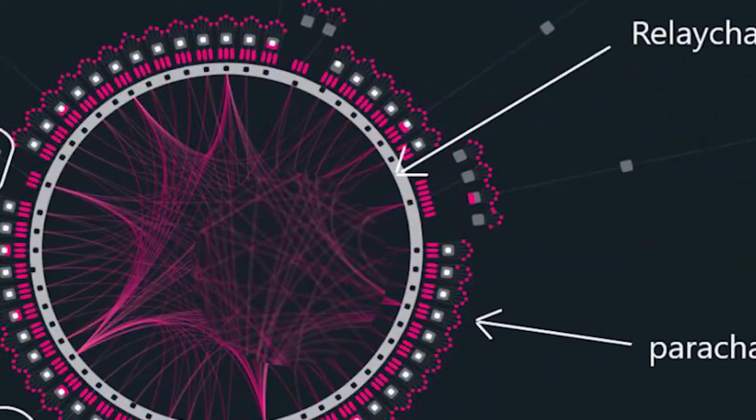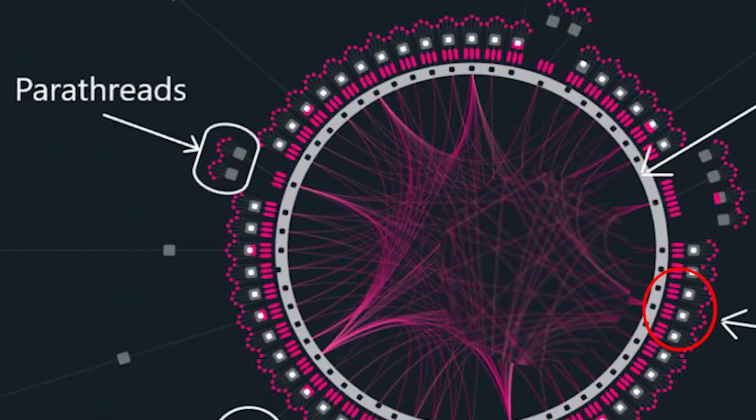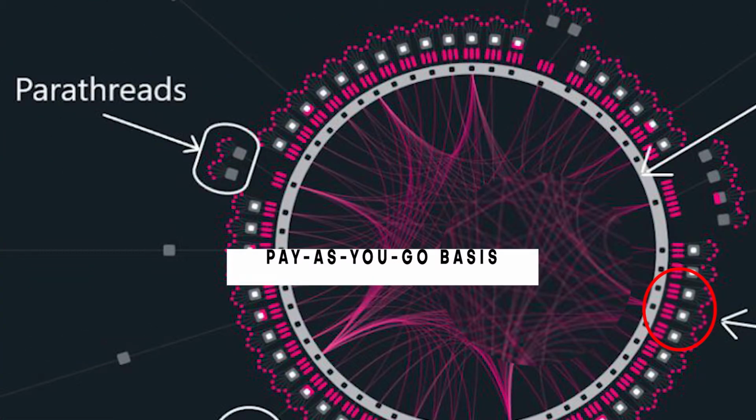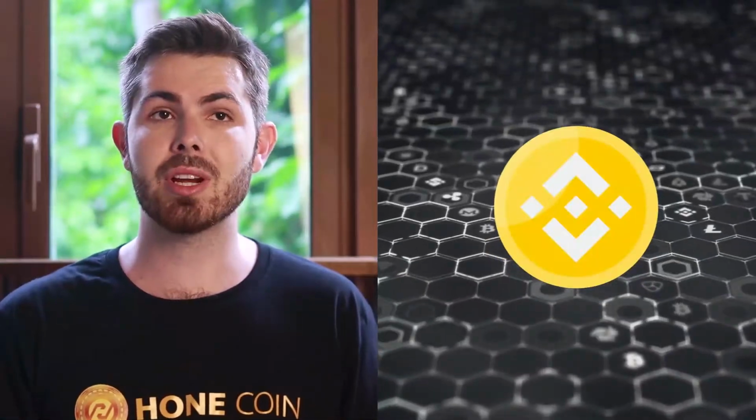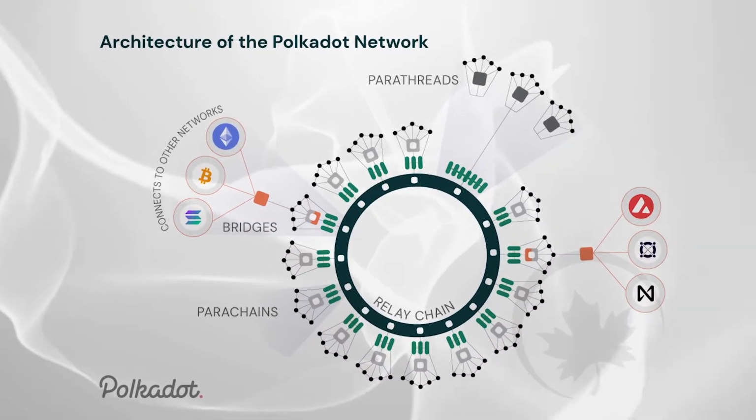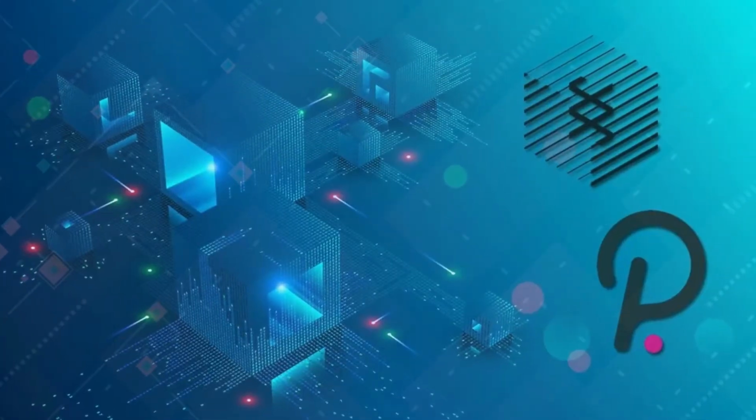Parathreads are similar to parachains, except that they are meant for one-time events and work on a pay-as-you-go basis. In contrast, parachains are constant. By allowing communication between parachains and blockchain networks such as Bitcoin, Ethereum, Binance Smart Chain, and others, bridges enable Polkadot's interoperability. Polkadot is also built on the Substrate architecture, which allows developers to create unique blockchains in a couple of hours using a library of templates. That saves a lot of your time.